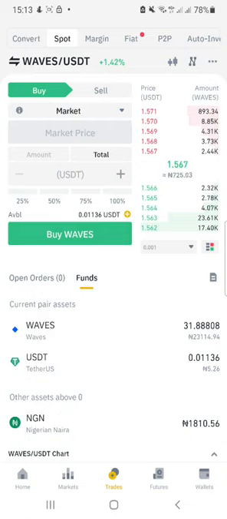So now I go to my funding wallet, to my funds. It means that this is my waves here, right? And this is the amount of waves I'm having at 31.88 something, right? So let's sell our waves.